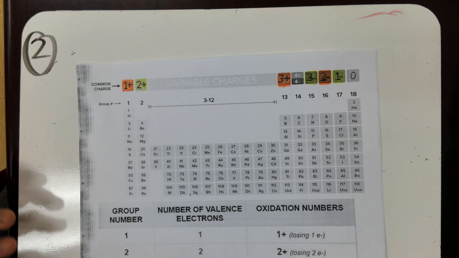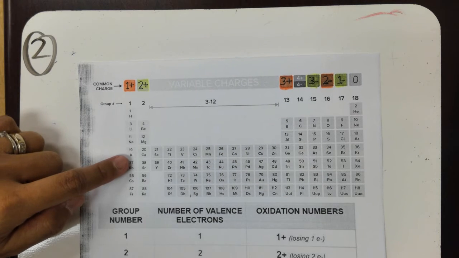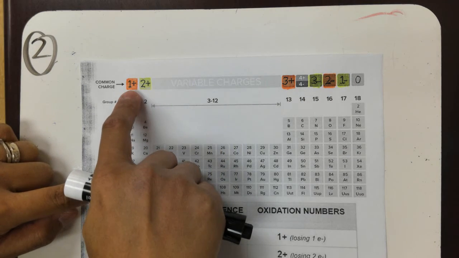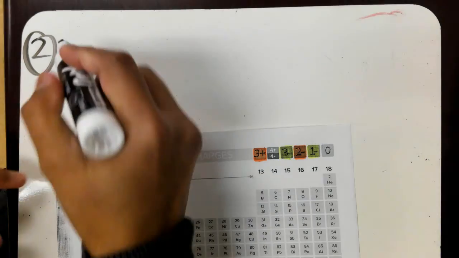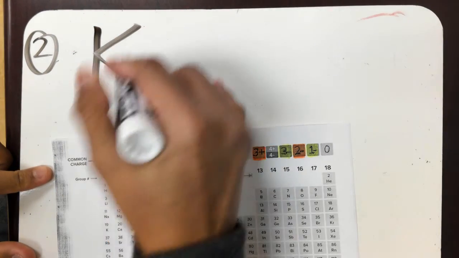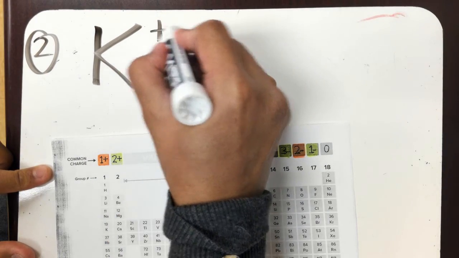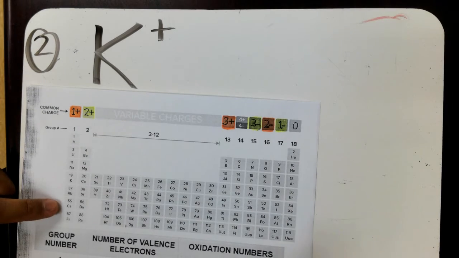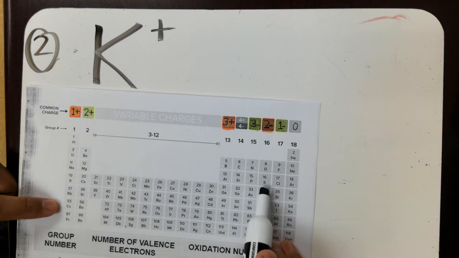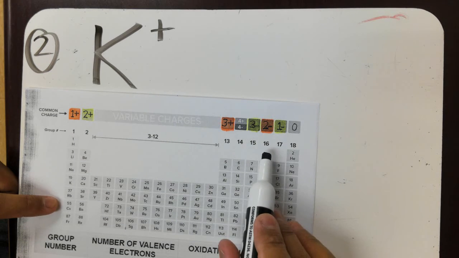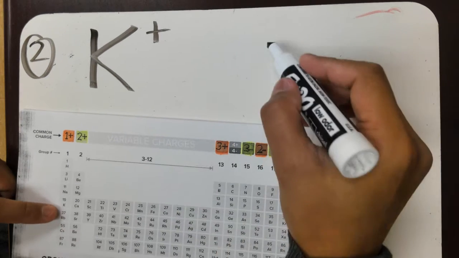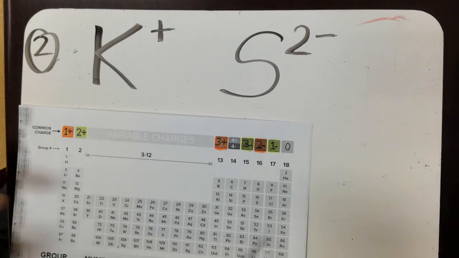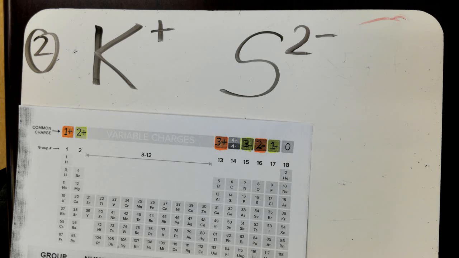Let's go to example number 2. So for example number 2, I want to use K, potassium, and K is group 1. The charge is 1 plus. So K 1 plus, or written simply as a plus because it's a 1. So just put it as a plus. And then I want to pair it up with S, sulfur, group 16, 2 minus. So S 2 minus. Okay? 2 minus. Now let's do the crisscrossing.